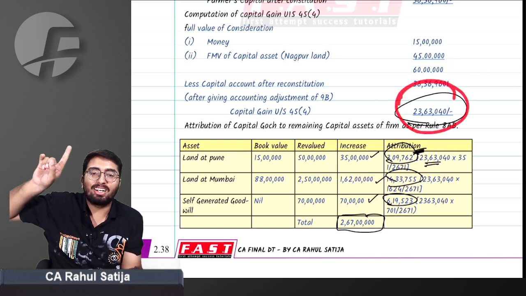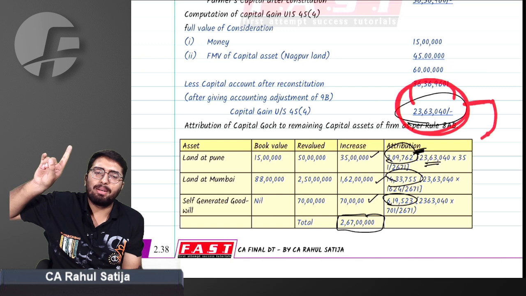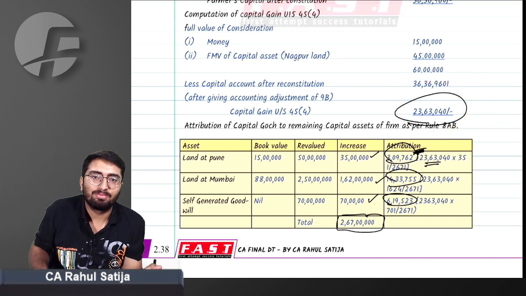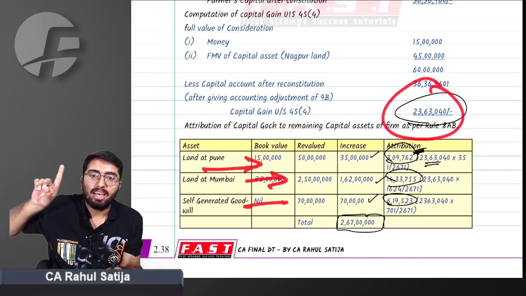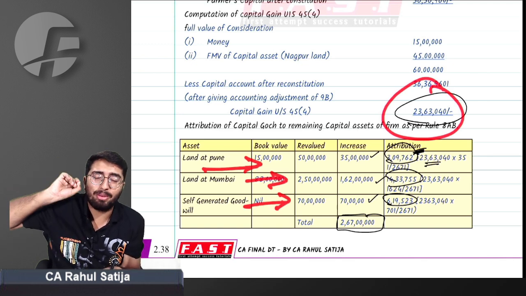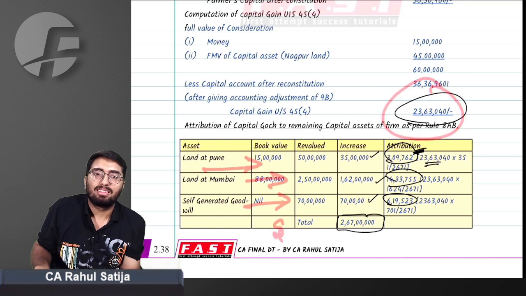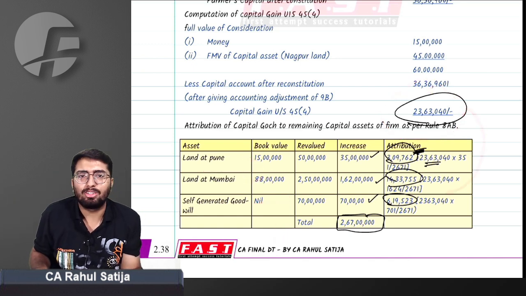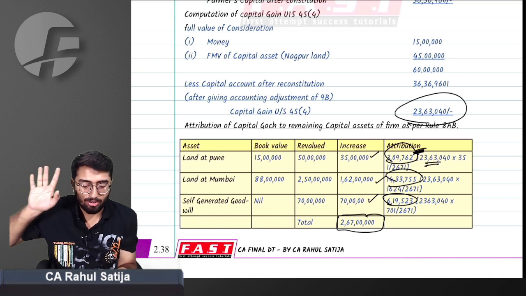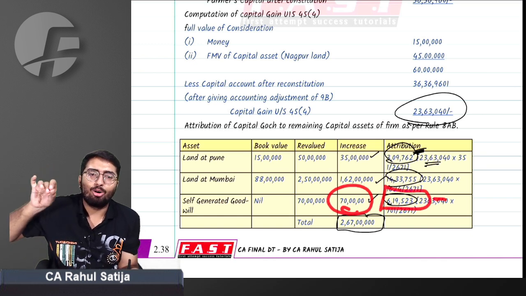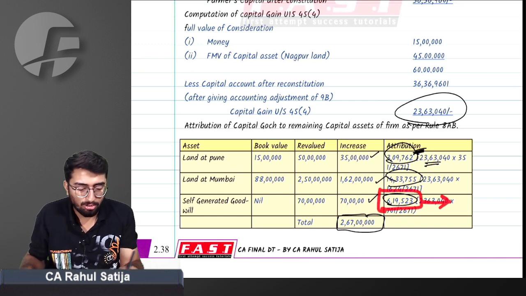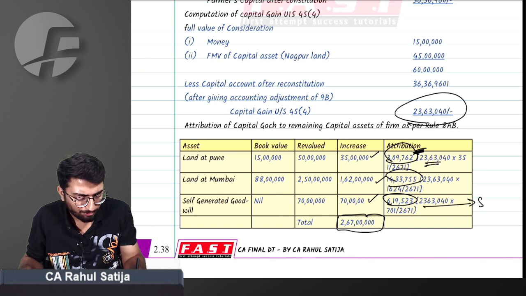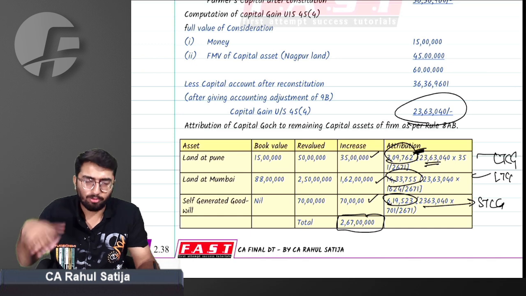If the transfer is on account of a short-term capital asset, then this capital gain will always be short-term. If the asset to which apportionment is made is a depreciable asset, then the apportioned capital gain will be short term. And if any apportionment is made on account of goodwill, then it will always be short term capital gain, and the rest both will be long term capital gain. Why is that relevant?